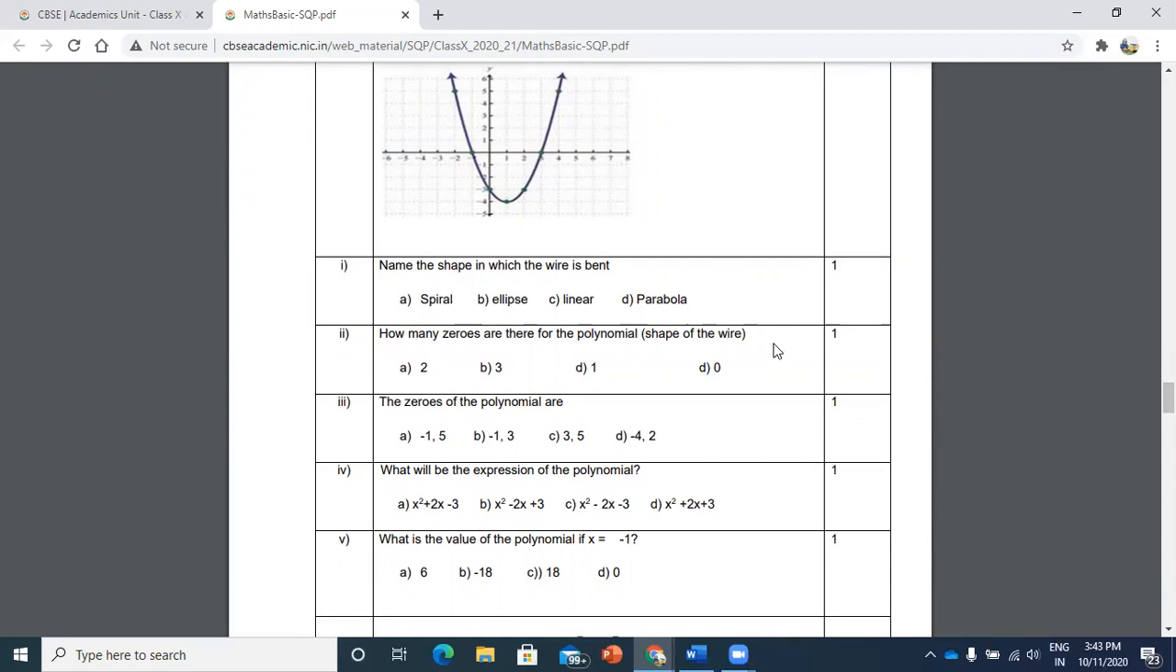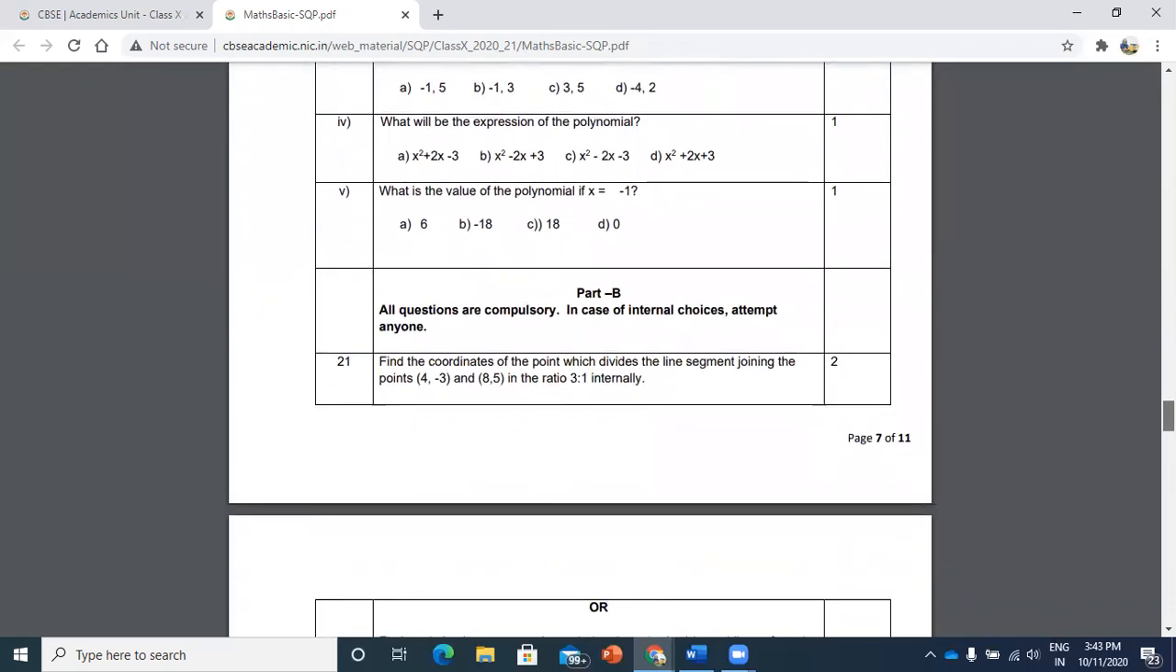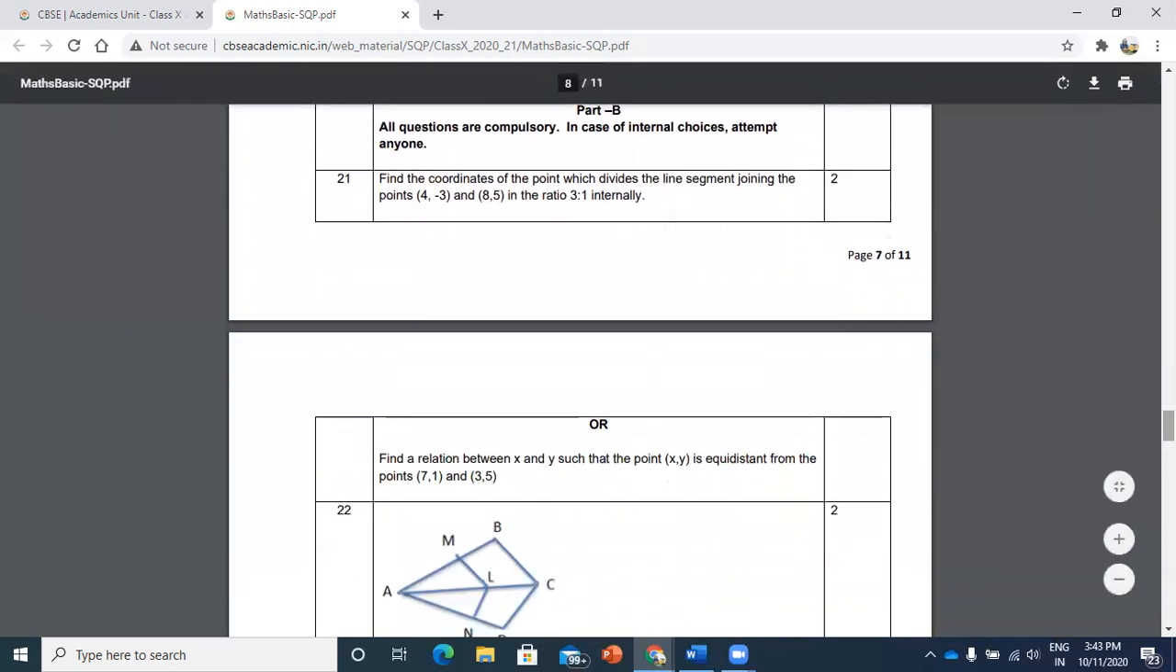And also, since you know that it is a polynomial, you will have to find how many zeros there are. That is by the intersection points. Then where is it intersecting? That will give you the zeros. So all these questions can be done. Nothing very difficult as far as the basic paper is concerned.